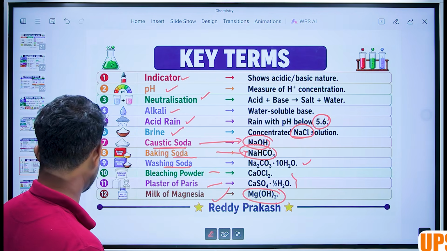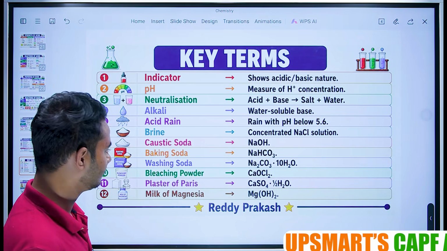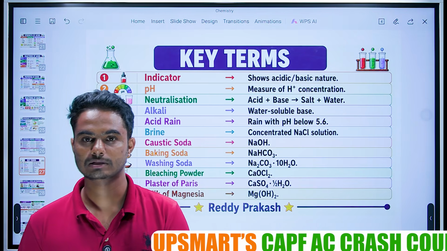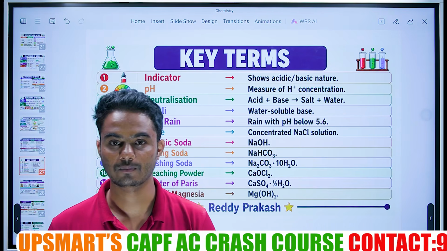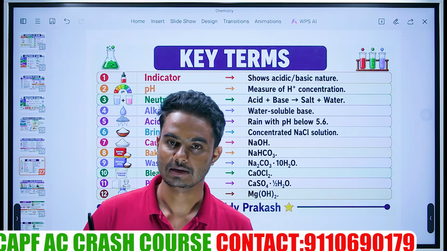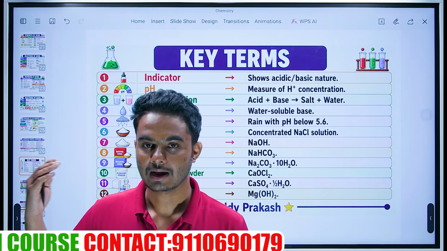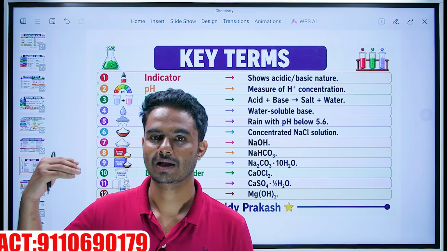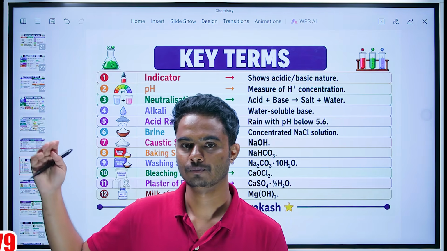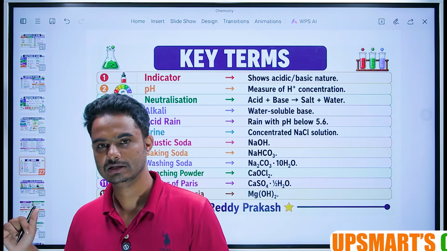Enough? Okay. By this we complete the chapter of what? Acids, bases and salts. In the next chapter we'll get to atoms, molecules, moles, Avogadro numbers and so on. So okay, easy chapter, easy, right?